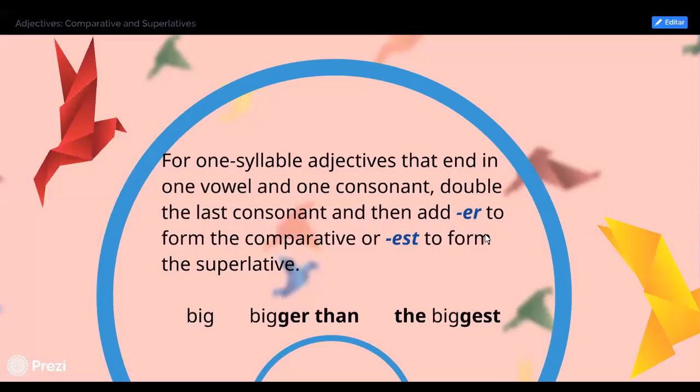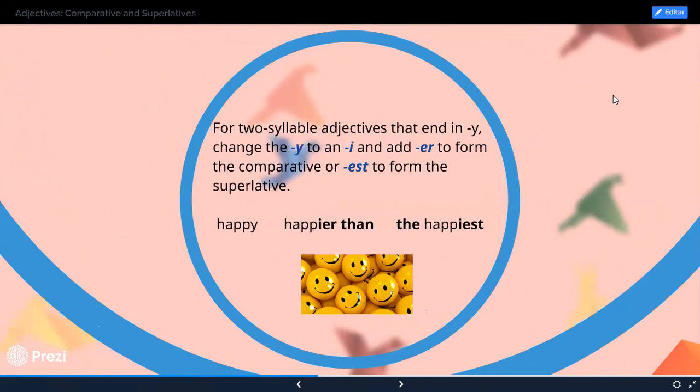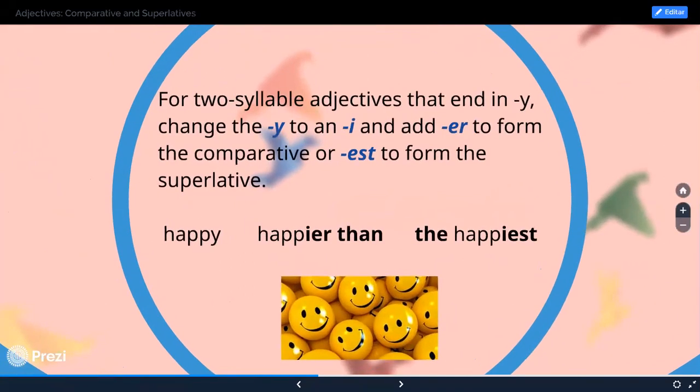Okay, so we were here. And we're going to the next one. Let me see. Selena, can you choose another person, please? Jonathan. Okay, Jonathan. For two syllable adjectives that end in Y, change the Y to an I and add ER to form the comparative, or EST to form the superlative. And the example? Happy, happier, happier than. Okay, thank you. And the happiest. Excellent. Thank you, Jonathan.